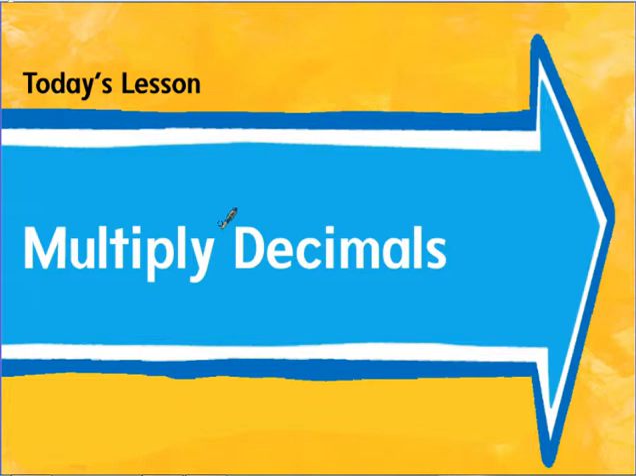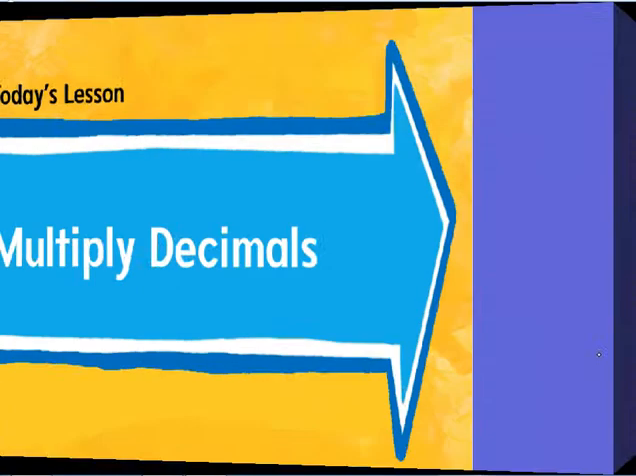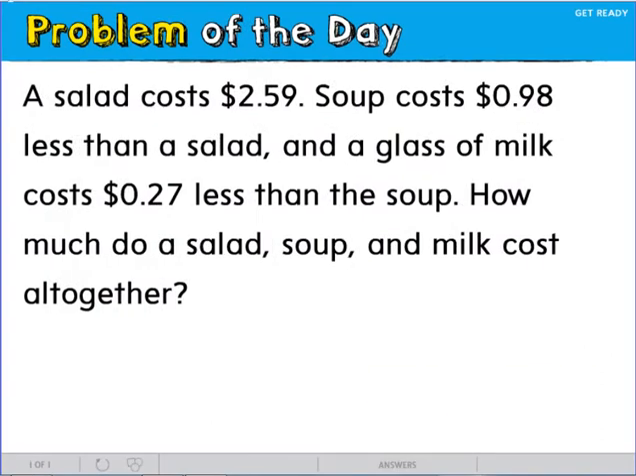Let's go. Alright, so today we're going to multiply decimals. Before we get started on our new lesson, let's take this opportunity to do some warm-up problems. So a salad costs $2.59, soup costs 98 cents less than the salad, and a glass of milk costs 27 cents less than the soup.